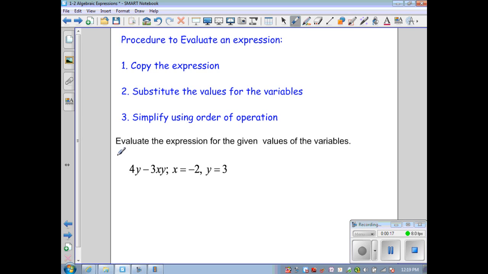So here, we want to evaluate this expression for the given variables. We copy down 4y minus 3xy and then substitute these values. So 4 times y, which is 3, minus 3 times x, which is negative 2, times y, which is 3. Then we simplify in order from left to right. 4 times 3 is 12, minus 3 times negative 2 is negative 6. Negative 6 times 3 is negative 18, and minus negative 18 is positive 18. Then we add: since they're both positive, same sign combined gives me a positive 30.